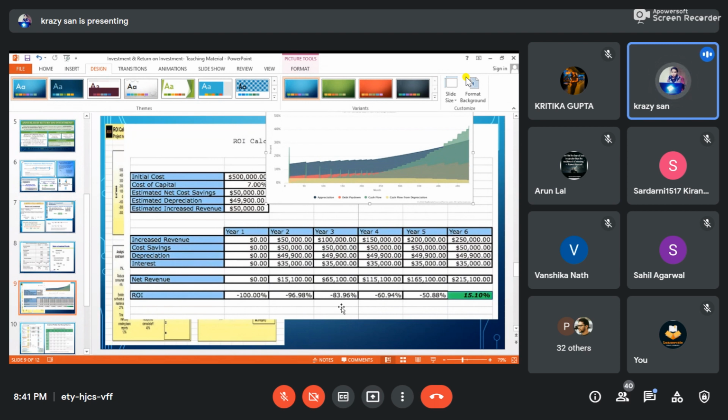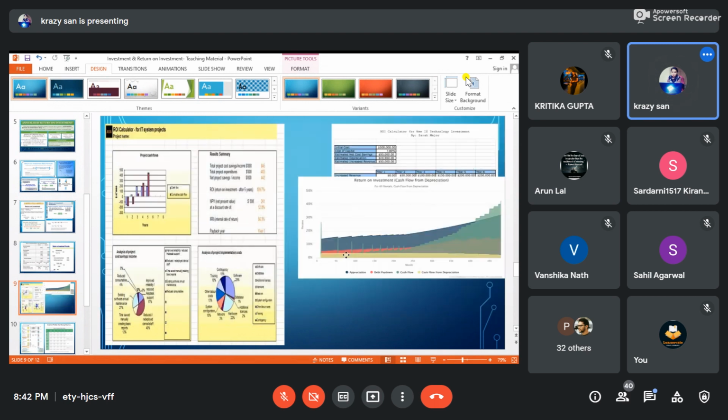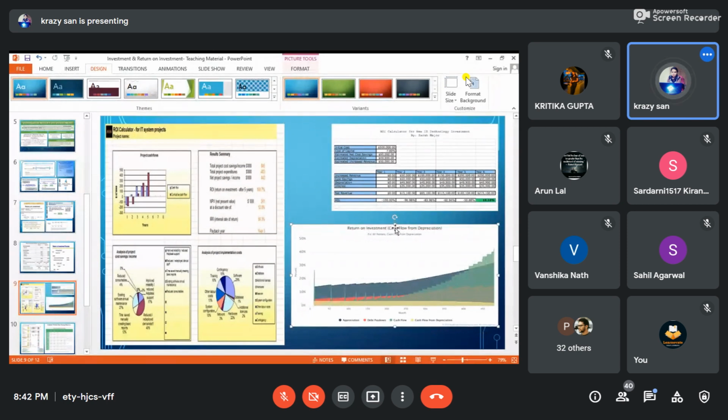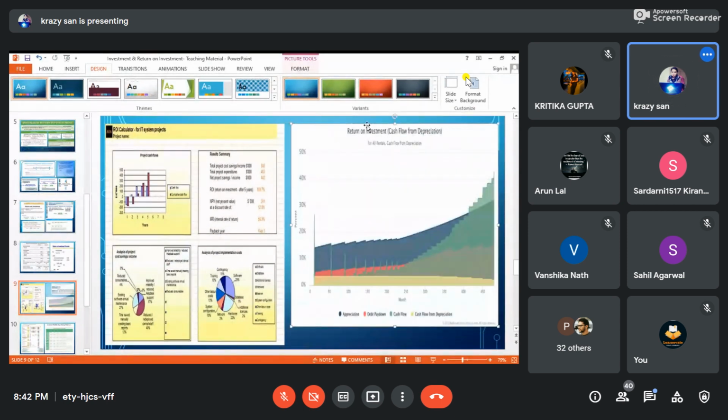In the first year, ROI was negative 100%, then 96.98. When we reach the sixth year, 15.10% of ROI is seen on the positive side. Till the 4th to 5th year, the calculations come out negative because no proper calculation was done in this case. And when it is chart-wise, obviously with that same calculation, you can create a chart, an anticipated one, to see it.